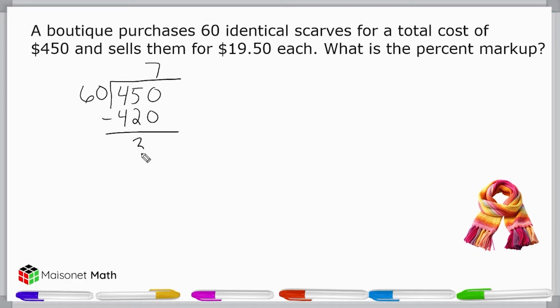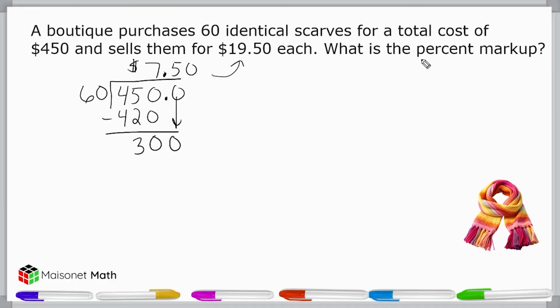That leaves us with 30. Now I can see that 30 out of 60 is a half, and 1/2 is equal to 50 cents or 0.5. But let's just continue our division here. Add a 0 and bring it down, and 60 goes into 300 5 times. And let's add a 0 here because we're dealing with money. So the boutique purchases each scarf for $7.50. Now let's compare that to this $19.50 each.